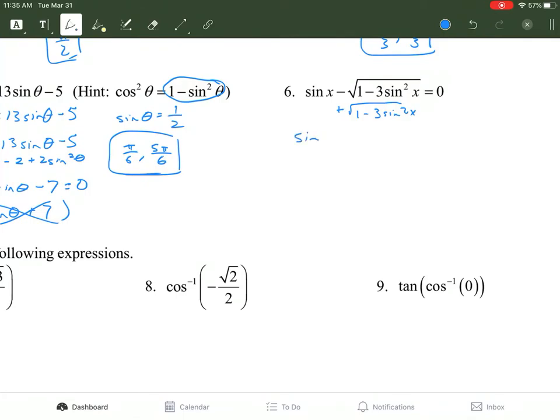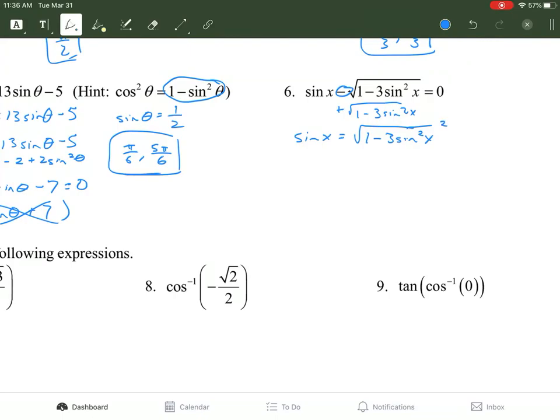All right, what that does is gives us sine x equals the square root of 1 minus 3 sine squared x. Okay, now I did this for a very specific reason. I wanted to get the negative sign out of there. Okay, so by adding it to the other side, now there's no more negative. Okay, because it just makes everything a lot easier to deal with later on.